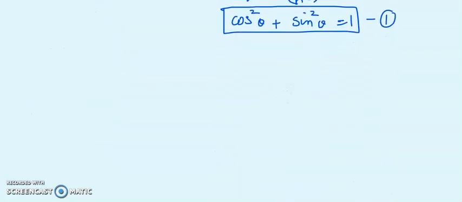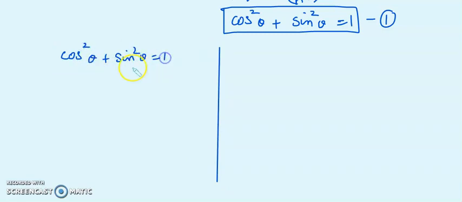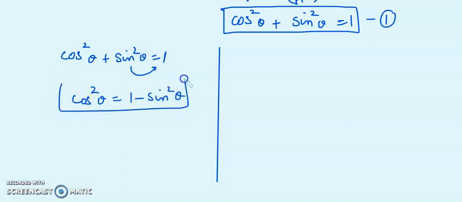From this identity, we can make 4 more different forms. So how do I do it? First is cos square theta plus sine square theta equals 1. So I'll shift the sine square theta to the right. So I may get cos square theta equal to 1 minus sine square theta. This can be used in many different situations.